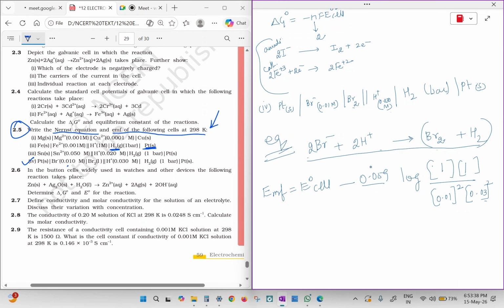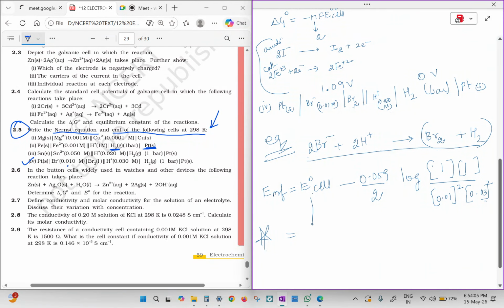As usual, ma'am, here it is 2. Here it is 2. That's all. E naught of cell. Now, there is a very interesting thing here. Please note. The E naught value for the bromine electrode is 1.09 volt. Of course, you will go and refer. You don't have to memorize. And this is 0 volt. What will happen to the E naught of cell? Check.